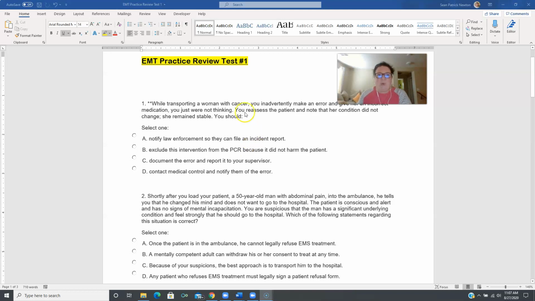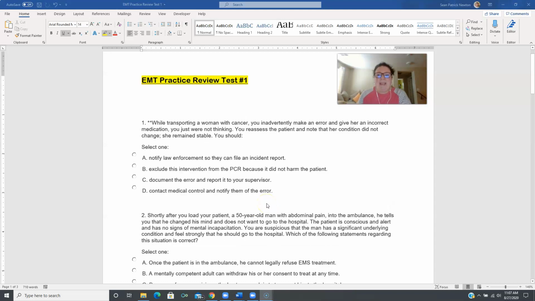So let's look at our first question, number 1. When you're transporting a patient with cancer, you inadvertently make an error and you give her an incorrect medication. You just weren't thinking. You reassess the patient and you note that her condition did not change. She remains stable. You should: A. Notify law enforcement so they can file an incident report. No, that's definitely wrong. B. Exclude this intervention from the PCR because it didn't harm the patient. No, it's definitely wrong. We never exclude or omit information, especially when it's an intervention that we did. So that's definitely wrong.